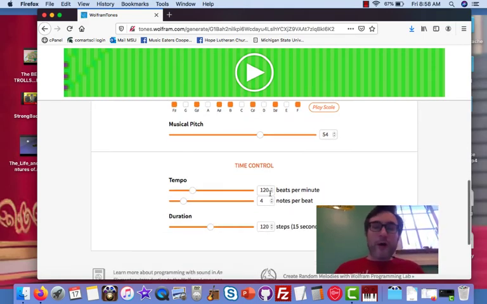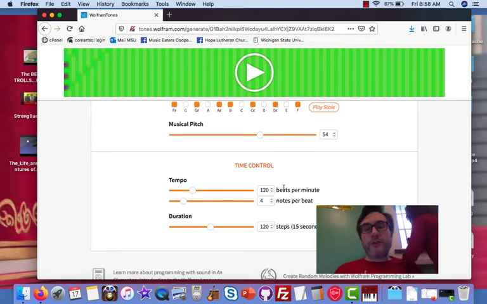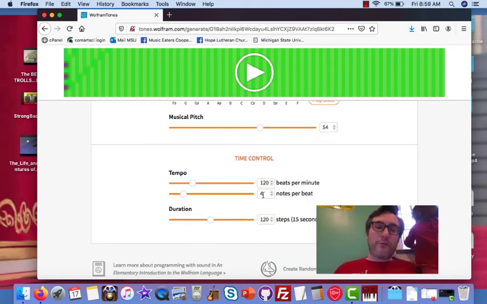And we got 120 beats per minute, 4 notes per beat. This is the tempo. So this is telling us that it's 120 beats per minute, which would be 2 beats per second, or double the speed of the second hand if you're knowing your time. And then there's 4 notes per beat.